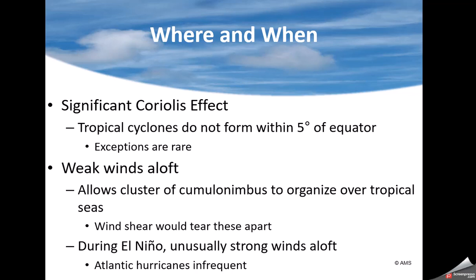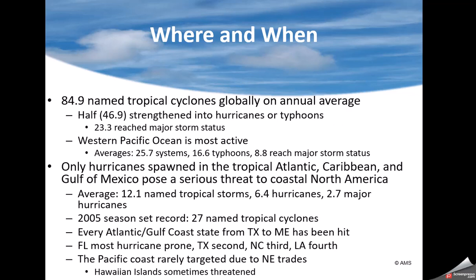During El Nino, which we're in right now, we can have pretty strong winds aloft. What that means for hurricanes is they should become less frequent. However, we have such very warm water temperatures. The two are offsetting each other right now, so it'll be interesting to see how the year progresses with the strong El Nino, stronger winds aloft, but yet very high sea surface temperatures. Here are some averages. Interestingly, over the globe, there's almost 85 tropical cyclones every year.